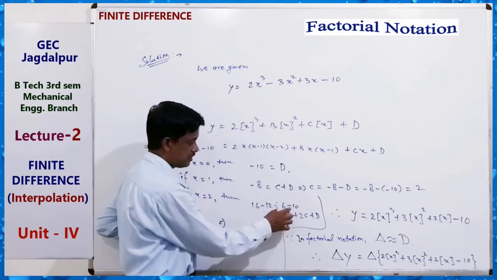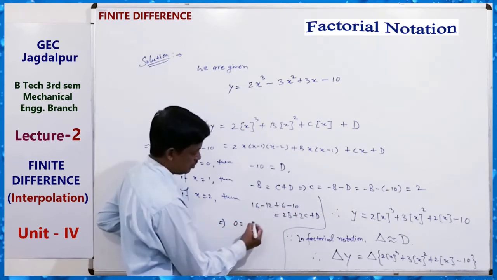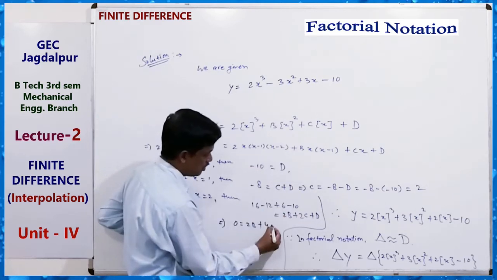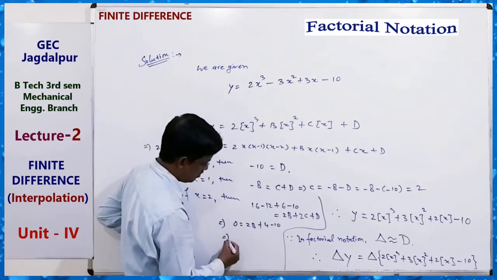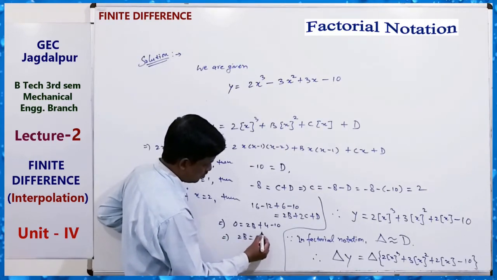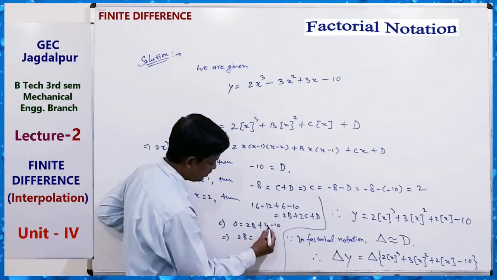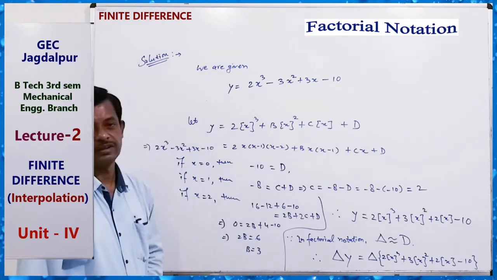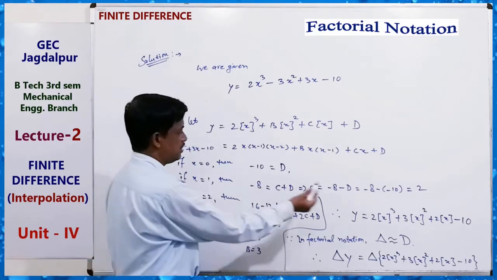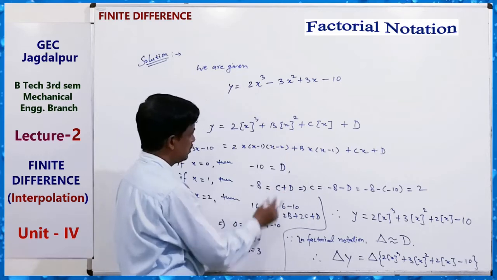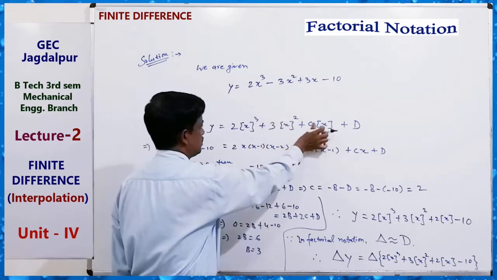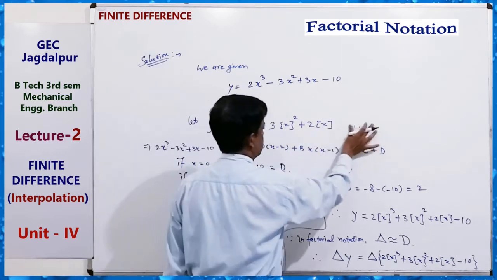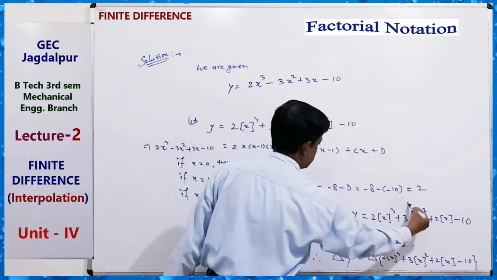4 6 10, 10 minus 10, 0. Here 2 into b, c equal to 2 to 4, d equals to minus 10. So here b equals to what? 2b equals to minus 6, b equals to 3. So BCD, here b equals to 3, C equals to 2 into 3, 2, and D equals to minus 10.